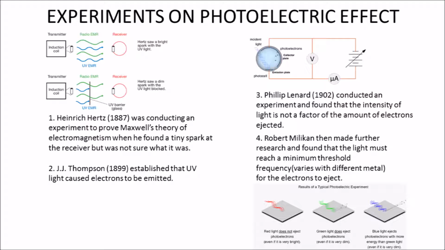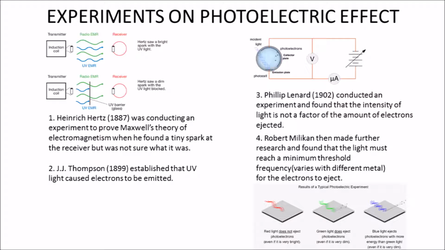Later on, in 1899, J.J. Thomson established that UV light caused electrons to be emitted, which explained the sparks in Hertz's experiment. In 1902, Philipp Lenard, who was the assistant of Heinrich Hertz, conducted an experiment and found that the intensity of light is not a factor of the amount of electrons ejected.